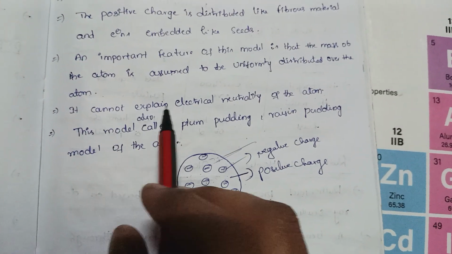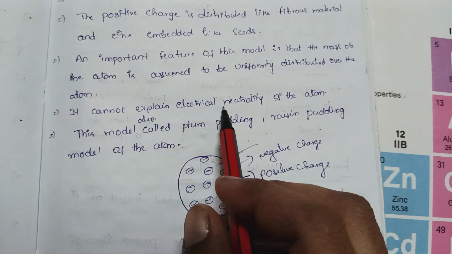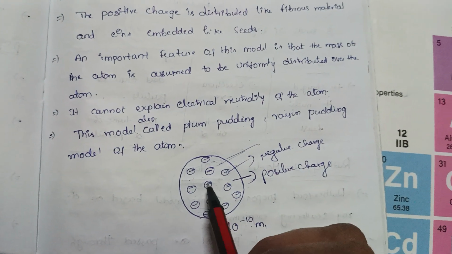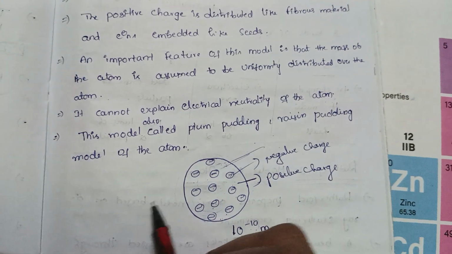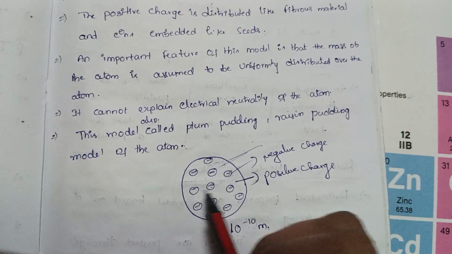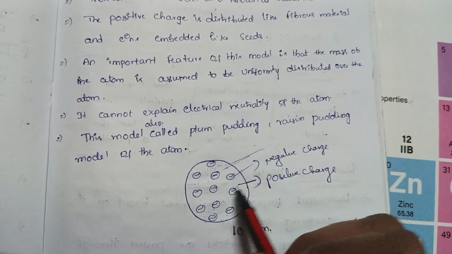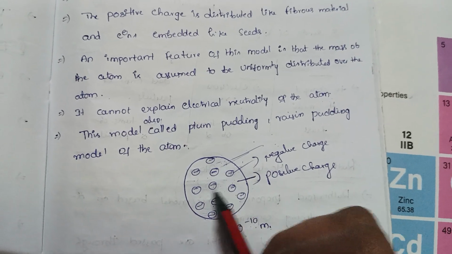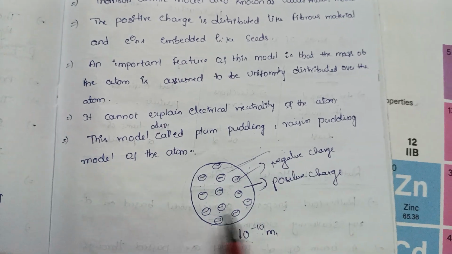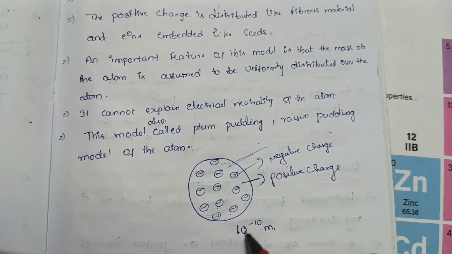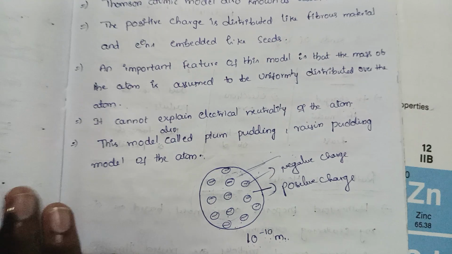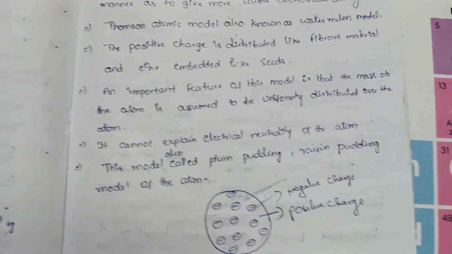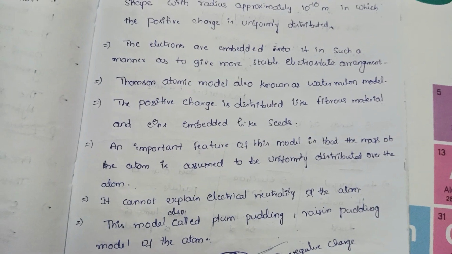The drawback of J.J. Thomson's model is that it can't explain the electrical neutrality of the atom. He didn't explain the nucleus of the atom. He explained that the atom is spherical in shape with electrons embedded in such a manner that it gives a more stable electrostatic arrangement. The radius of an atom is 10^-10 meter. He didn't explain the nucleus of the atom. This is the drawback, or failure, of J.J. Thomson's atomic model.